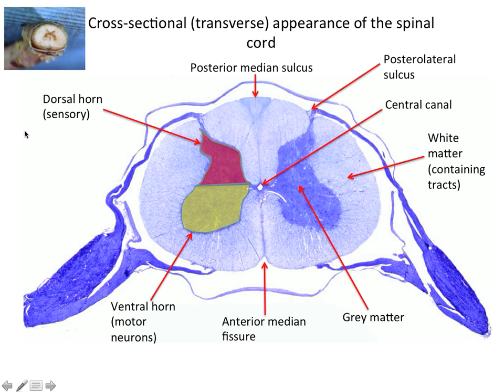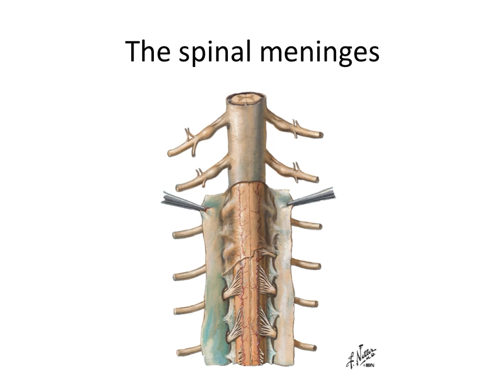So hopefully that gives you an idea of what a cross-section of the spinal cord looks like and what they actually do. Now let's talk about what the spinal cord is actually surrounded with, and they're called the meninges. We have meninges in the brain too, but we're just going to be concentrating on the spinal meninges for now.